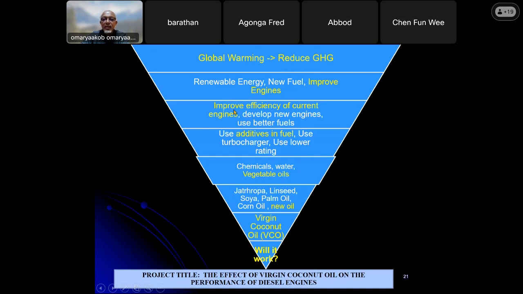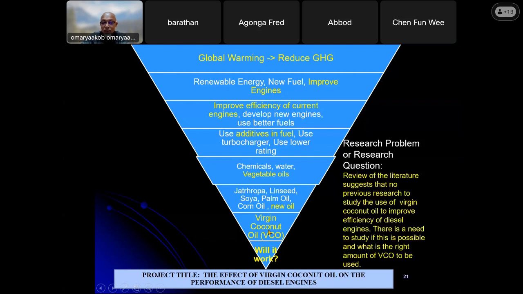Okay. In this case, he's going to look at improving the efficiency of current engines by the use of additives, because there are also other ways. And then among the additives, there are various additives: chemical, water, vegetable oil, etc. He's looking at vegetable oil. And vegetable oil, many people have done. They're looking at jatropha, linseed, soya, palm oil, corn oil. So he's looking at a new oil, which is virgin coconut oil. Will it work? So that's basically the question.